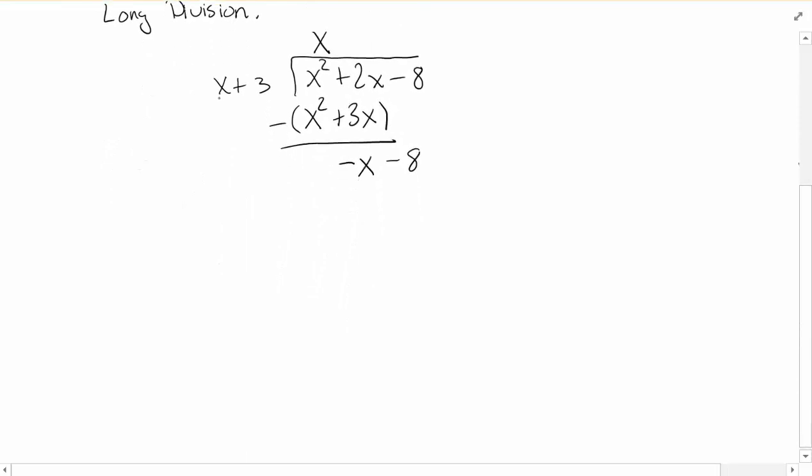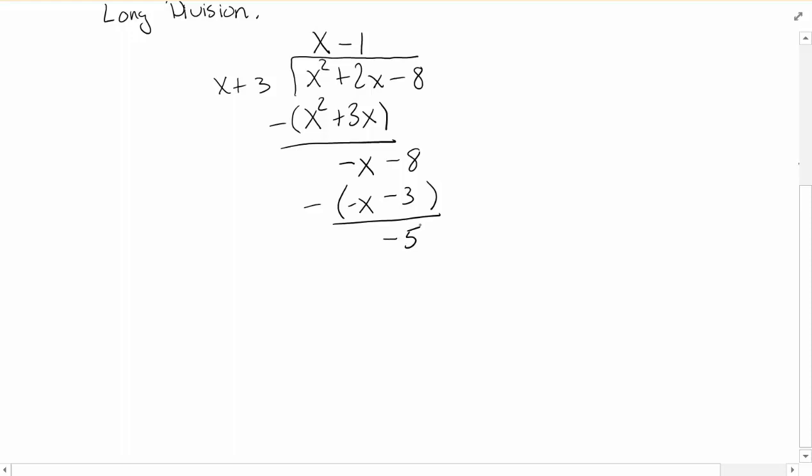I have to multiply x by a negative 1 to get a negative x, so I'll put minus 1 up there. Send it through. Negative 1 times x is a negative x, and a negative 1 times 3 is a negative 3. Subtract the whole thing. So a negative x minus a negative x is a negative x plus x, so that's 0x. And then a negative x minus a negative 3 is a negative 8 plus 3, so that's a negative 5.